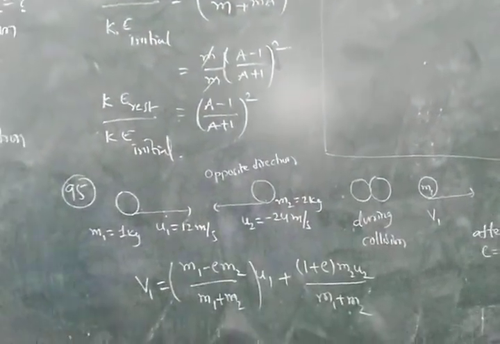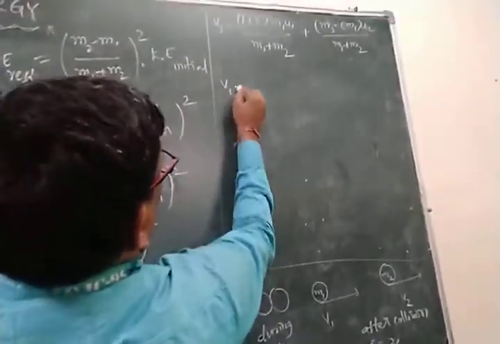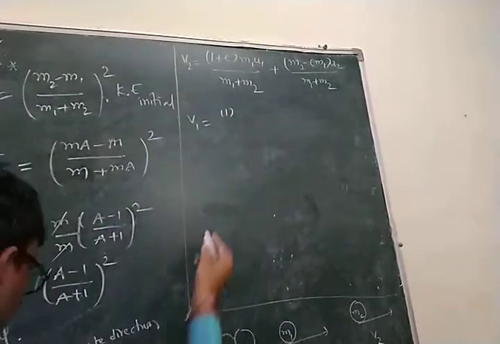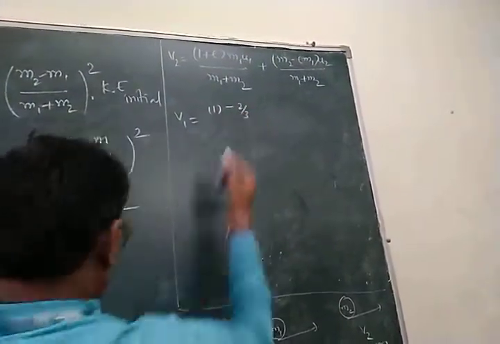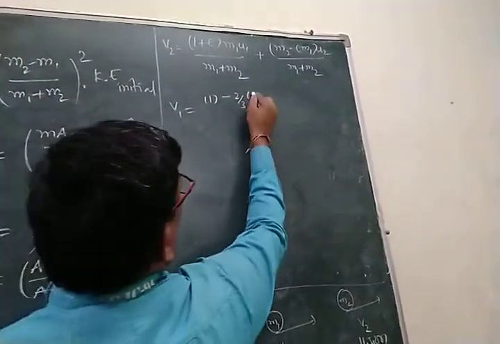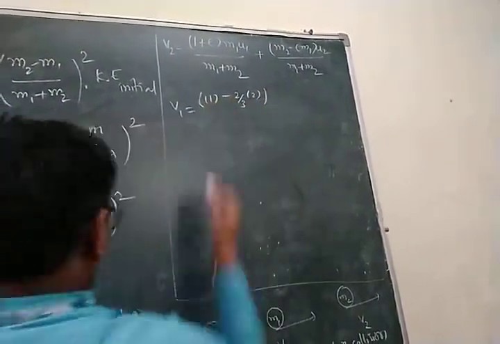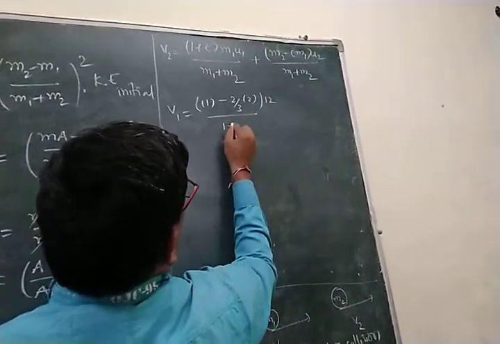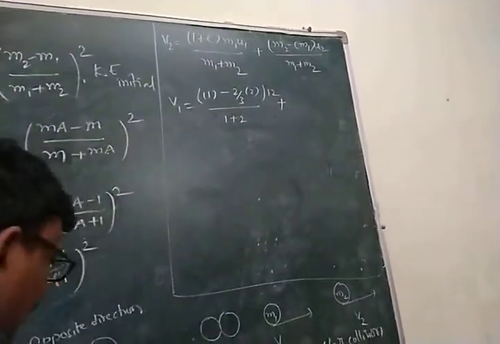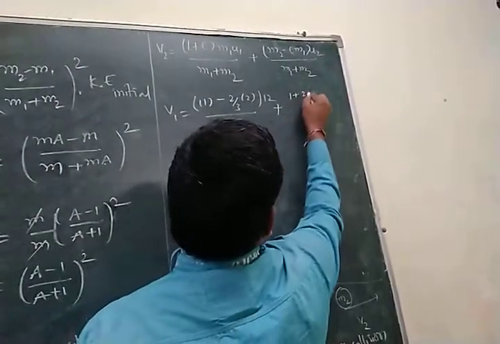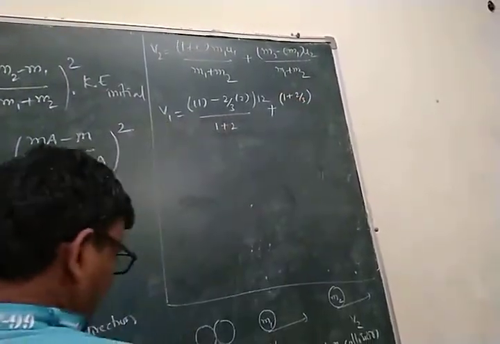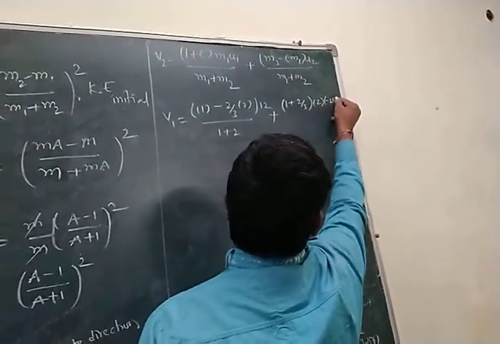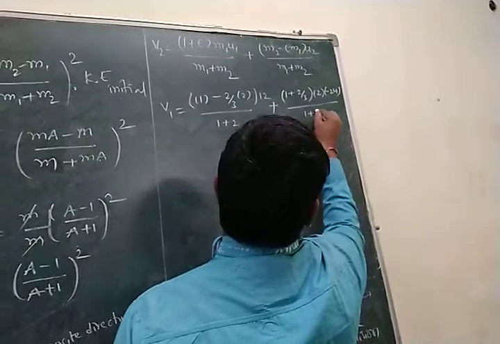Now substitute here. First of all, v1 is equal to m1 is 1 kg, minus E is equal to 2 by 3, m2 is 2 kg, into u1 is 12, by 1 plus 2, plus 1 plus E is 2 by 3 into m2 is 2 kg, u2 is minus 24, divided by 1 plus 2.